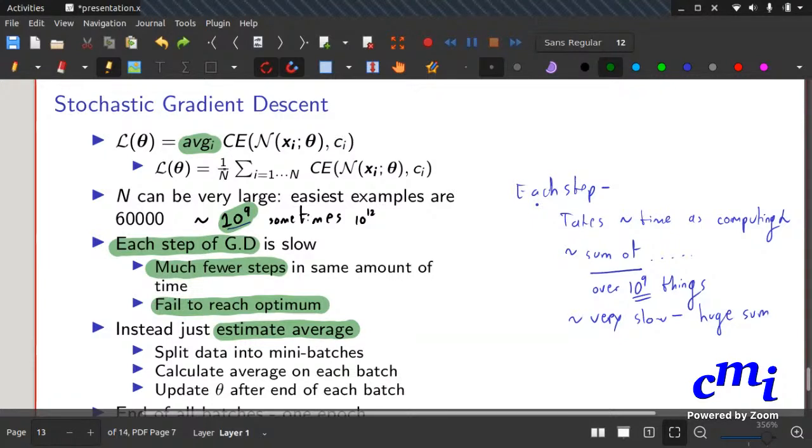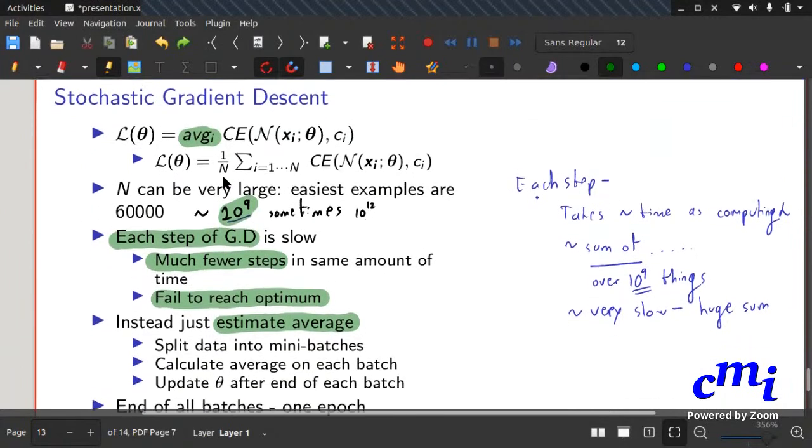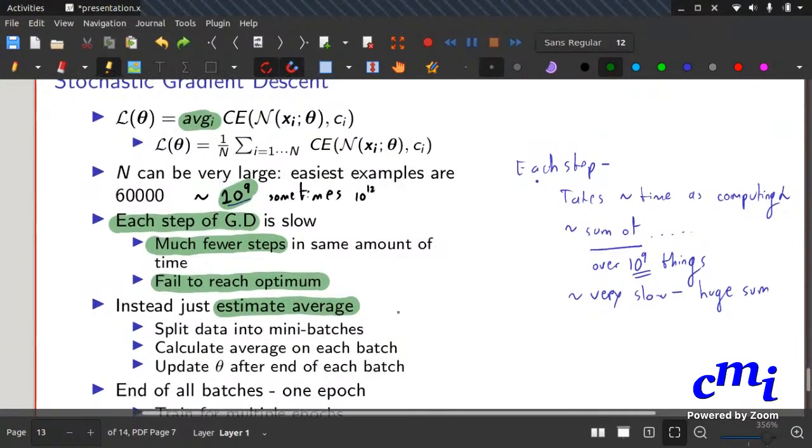So you estimate the average of L theta, the average over all the data sets that is inside L theta. So L theta itself is an average, right? And we're estimating this average by taking a smaller set of samples, a smaller subset of the whole samples that we have, right? So that is the key idea behind stochastic gradient descent, that we just estimate the average, right?